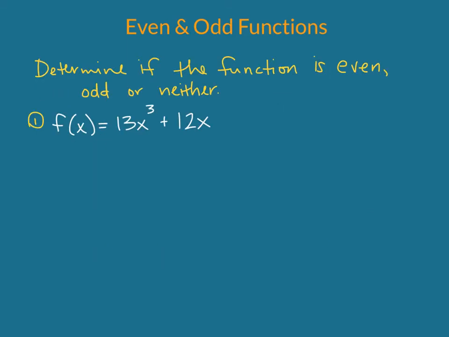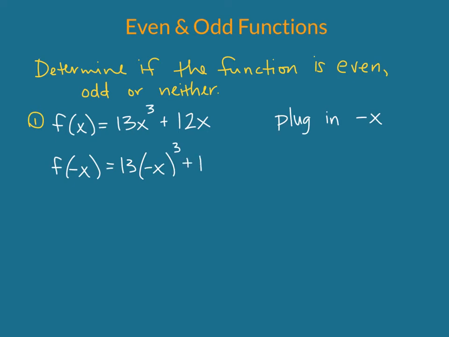All right, let's take a look at this first example here. In order to determine algebraically whether a function is even, odd, or neither, you need to plug in negative x. So we want to find f of negative x to test and see what we get out. If we get out the exact same function that we started with, f of x, then our function's even. But if we get out the exact opposite, negative f of x, then our function's odd.